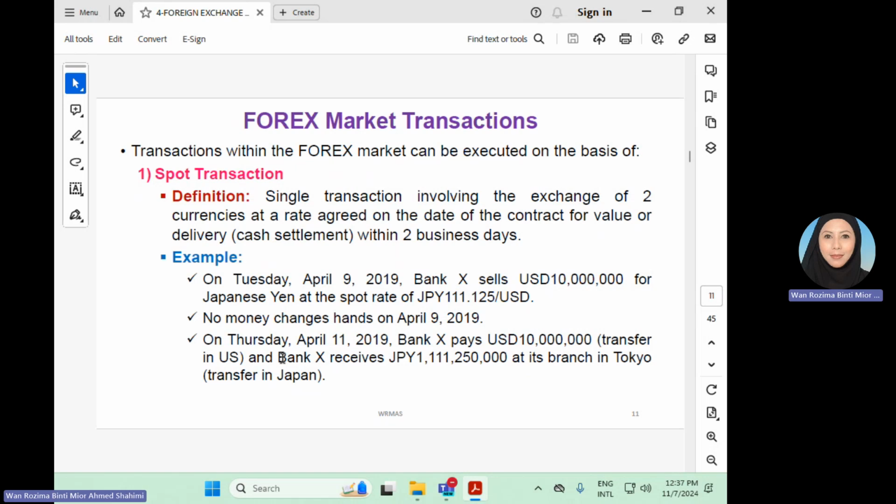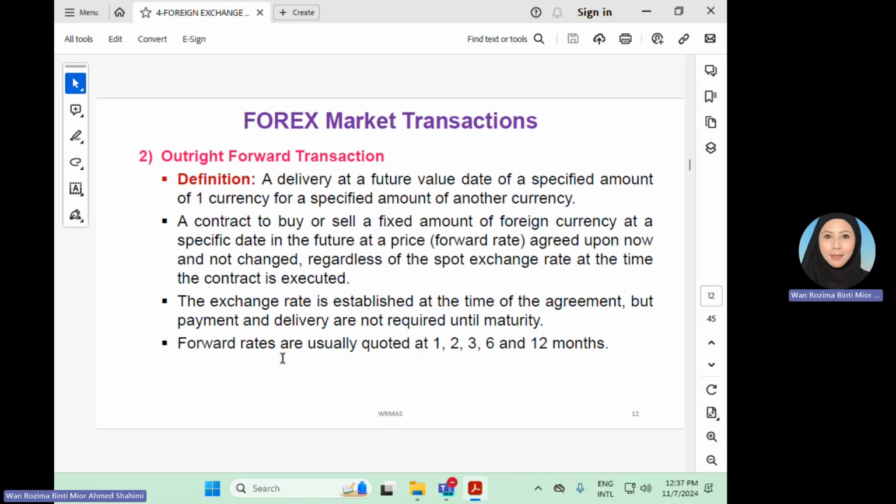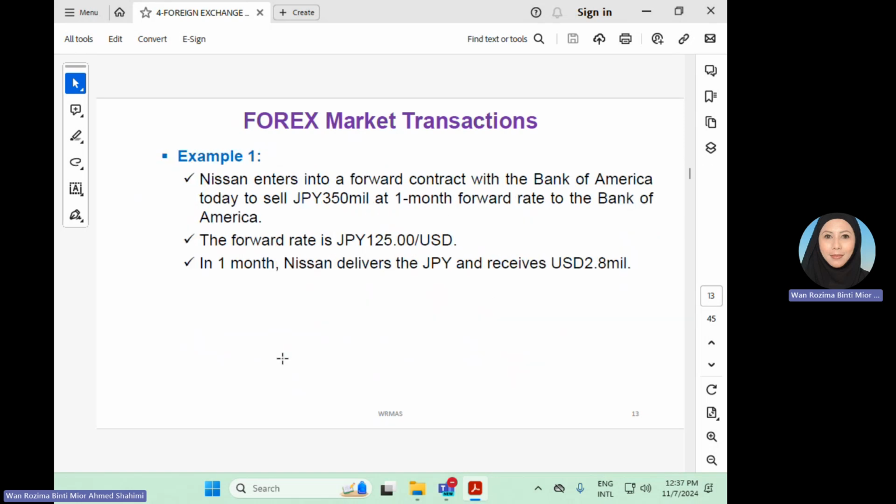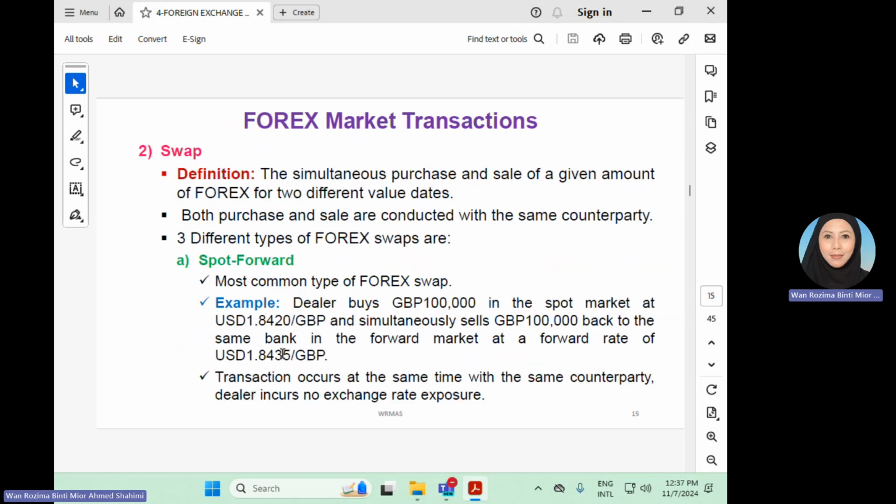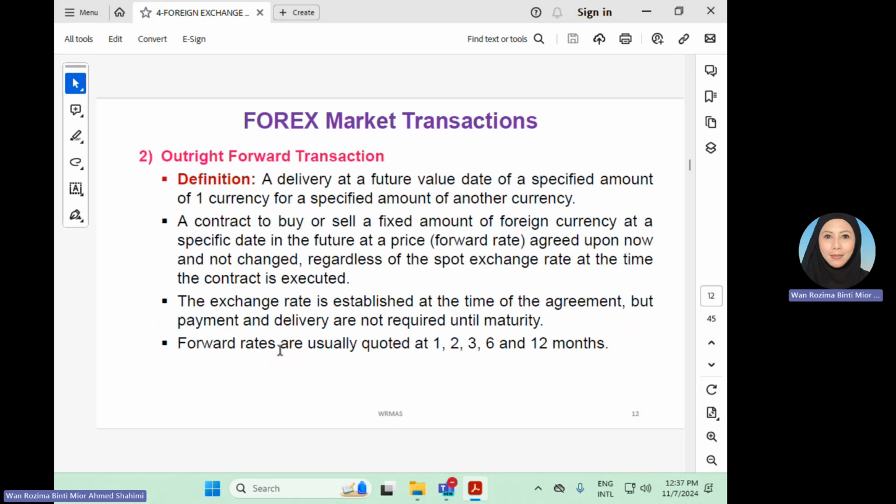So transactions within the forex can be executed on the basis of, okay, number 1, spot transaction, number 2, forward transaction, and number 3 is swap. This one is not the swap that you have a specific topic for, which is interest rate swap. This one is just currency swap, forex swaps. It is a simple swap. Okay, let's go for number 1 first.